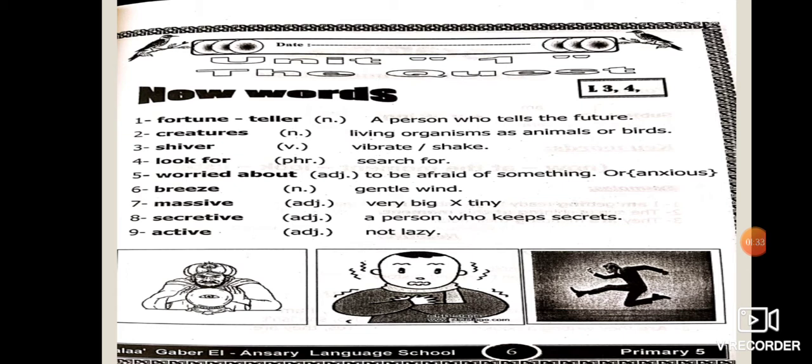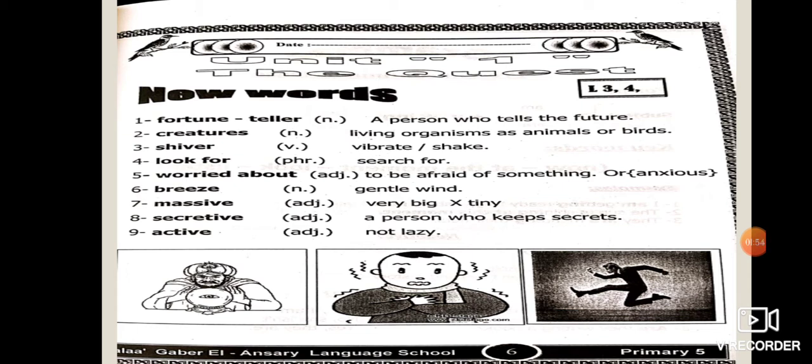Fortune. Teller. Fortune teller. So fortune teller is a person who tells you the future.